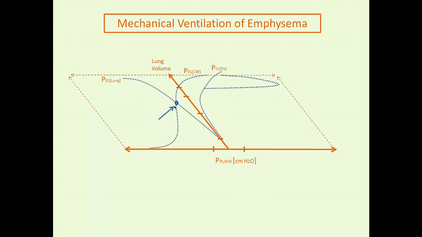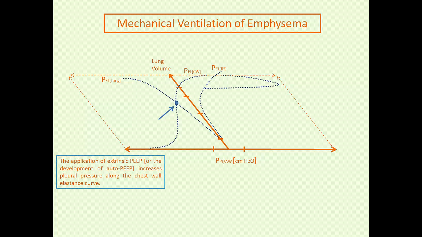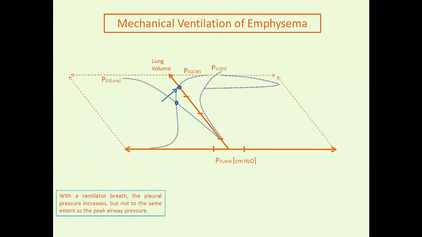This is functional residual capacity at the beginning of an inspiration. If you were to apply extrinsic PEEP on the ventilator, or if the patient were to develop autoPEEP, the pleural pressure increases along the chest wall elastance curve like this. So if that was autoPEEP or extrinsic PEEP, you would increase your intrathoracic pressure by that degree. And then with a ventilator breath, the pleural pressure will increase, but not to the same extent as the peak airway pressure. So if you were to give a breath from there to there, it's very different.